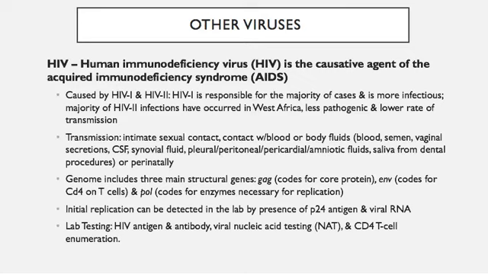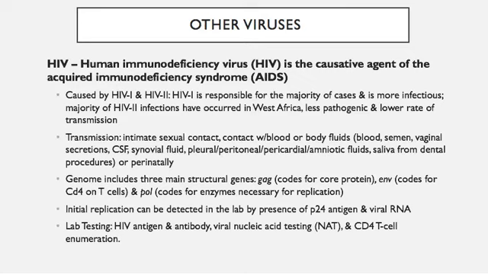Transmission occurs through intimate sexual contact, contact with blood or body fluids. Those body fluids include blood, semen, vaginal secretions, CSF, synovial fluid, pleural, peritoneal, pericardial, amniotic fluids, saliva, which can happen during dental procedures, or this can also be transmitted perinatally.